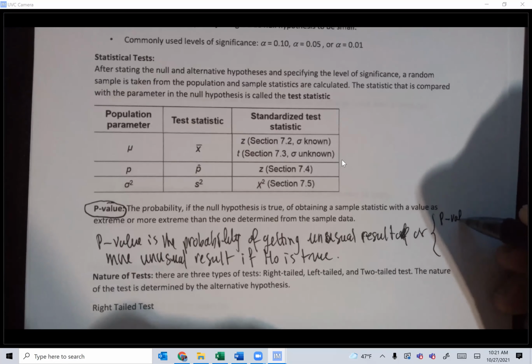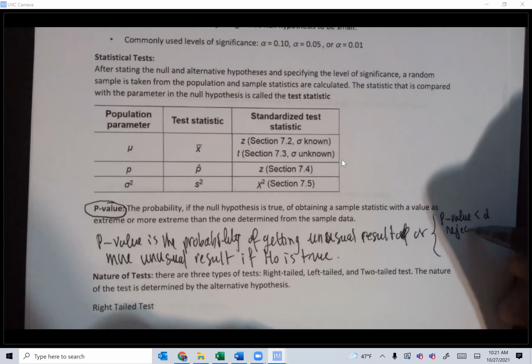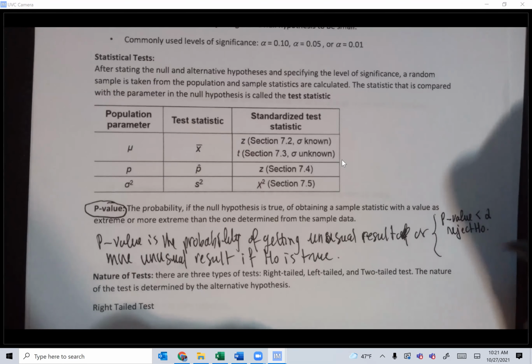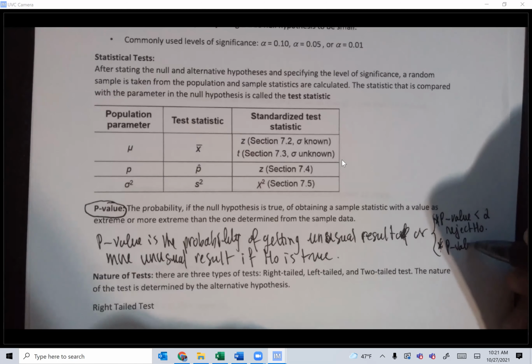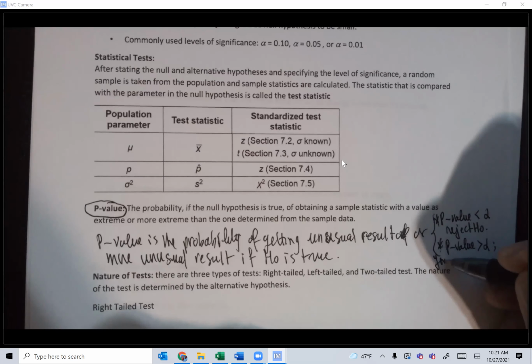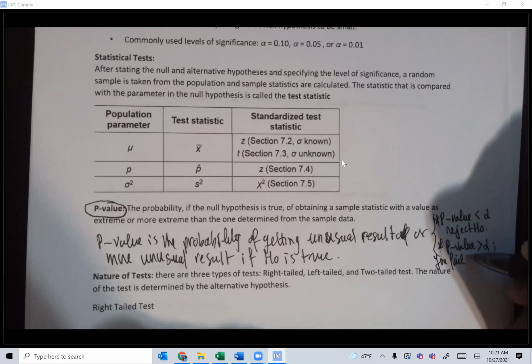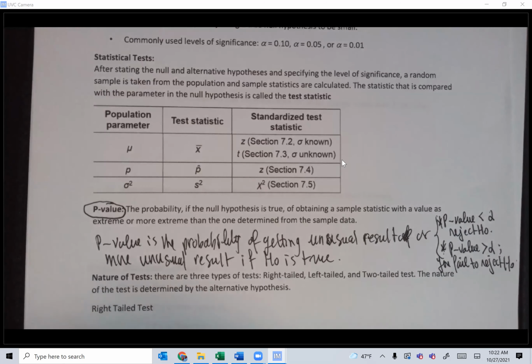P-value less than alpha, reject H0. P-value more than alpha, you fail to reject H0. And fail to reject, guys, doesn't mean you accept.